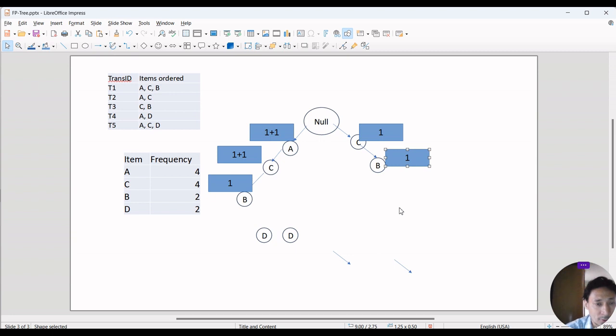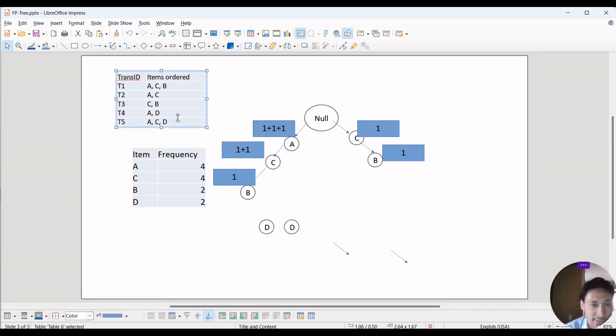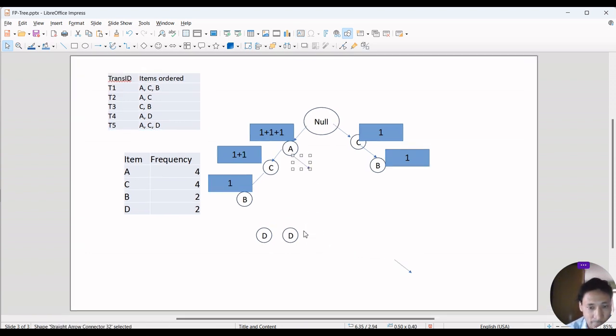Now we'll go to the fourth transaction. Fourth transaction starts with A. Now we are having a branch starting with A, so we'll increase the value of A by 1 here. Now after A we are having C in this branch, but in this transaction we are getting D, so we are supposed to create a new branch from A, and we will add D here, and we will give the count for D also.